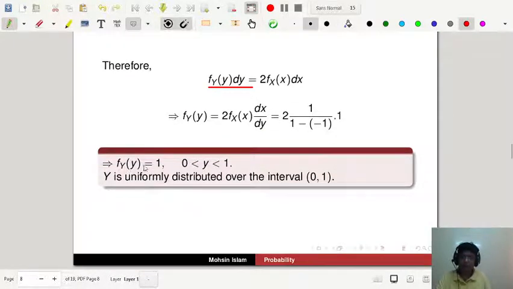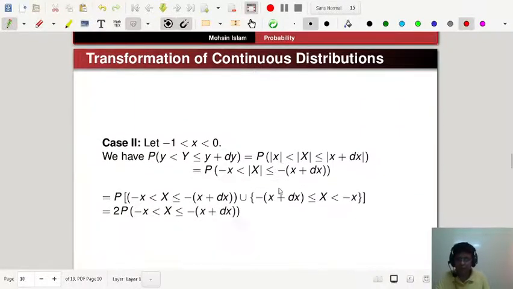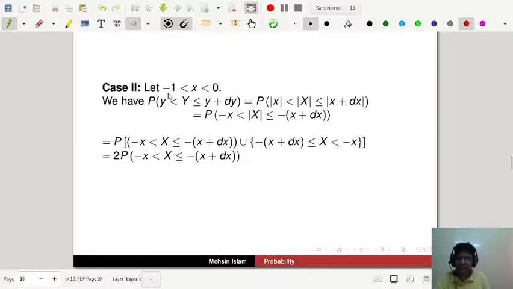So fY(y) is 1 for 0 less than y less than 1. Y is uniformly distributed over the interval 0 to 1. So in this case you have y is uniformly distributed over the interval 0, 1. Next, take the next case. Similar process will follow. Let us take the negative half, that is -1 less than x less than 0.